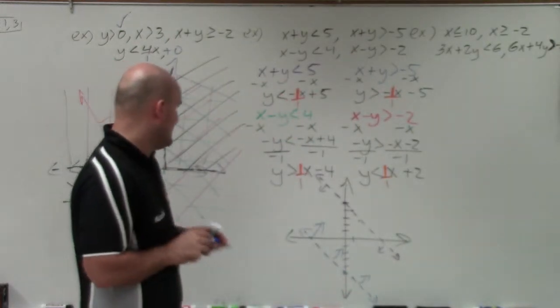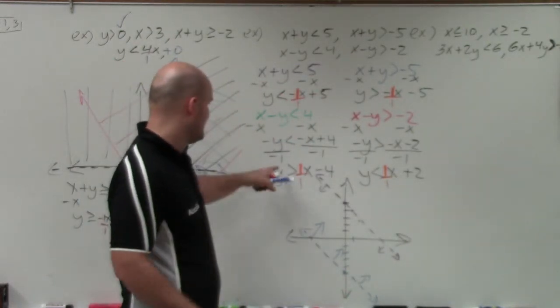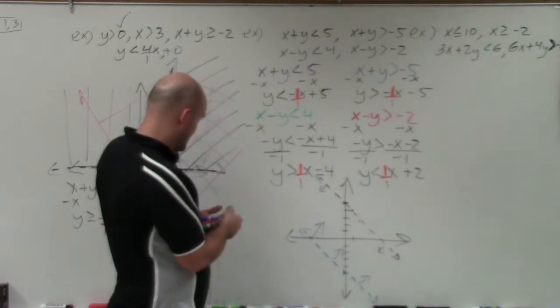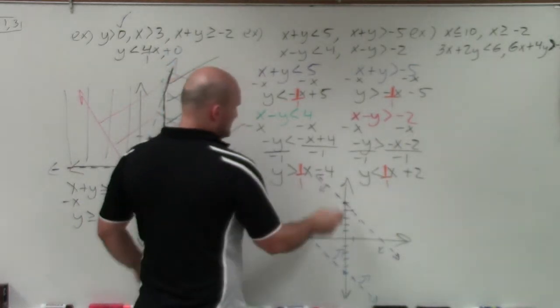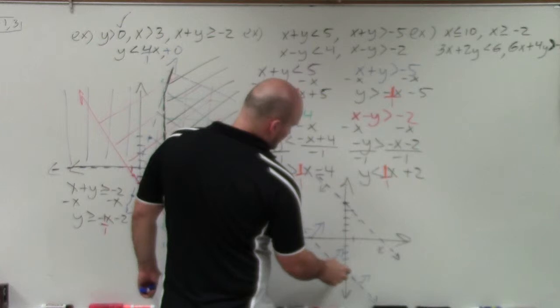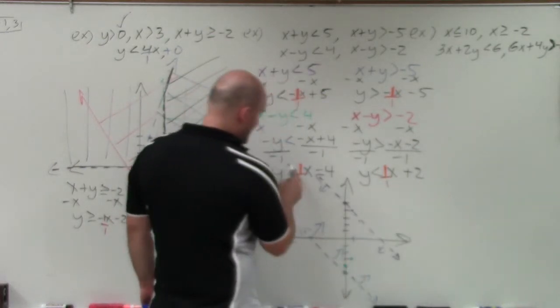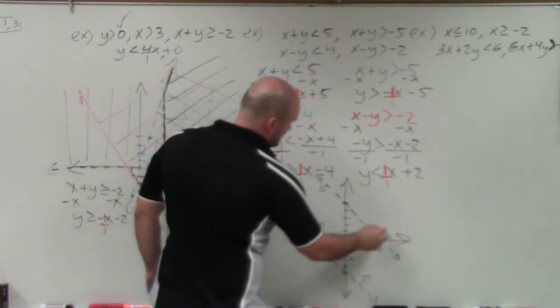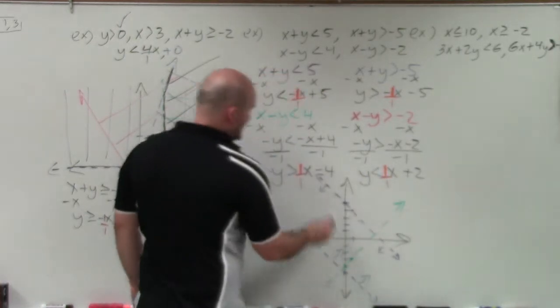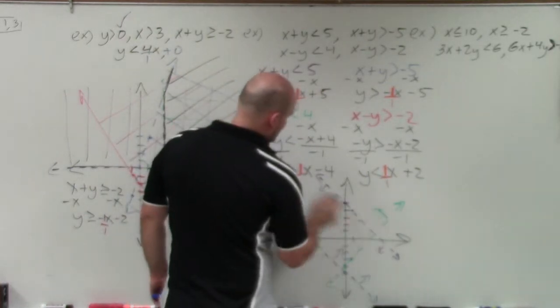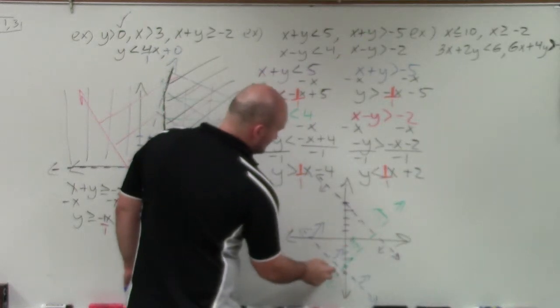Then I get to my next one, which is y is greater than x minus 4. So that is my green. Now I'm going to go to negative 4. 1, 2, 3, 4. And that one has a slope of up 1 over 1. That's a solid line, and that's going to be above, since y is greater than.